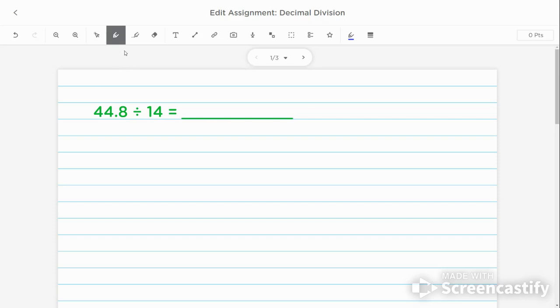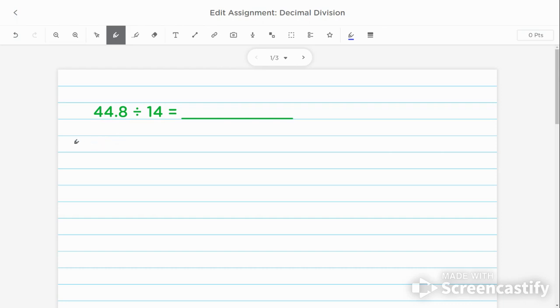Hey guys, I'm going to show you how to use the area model for division when we're dividing with decimals. So today you'll notice we're using dividends that are decimal numbers, and our divisor is always going to be a 2-digit whole number. In this case, we're dividing 44 and 8/10 by 14. Again, we're using the area model for division.